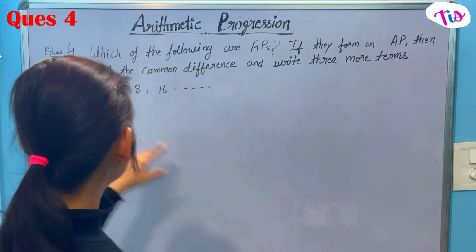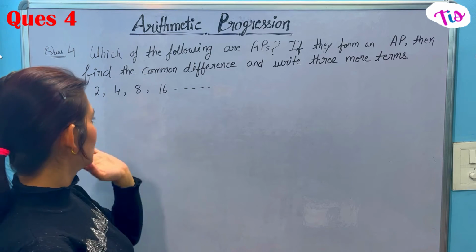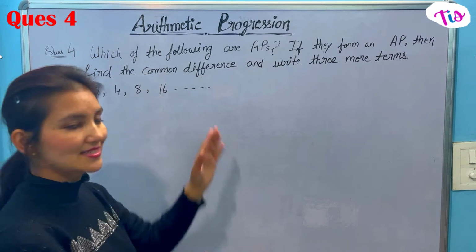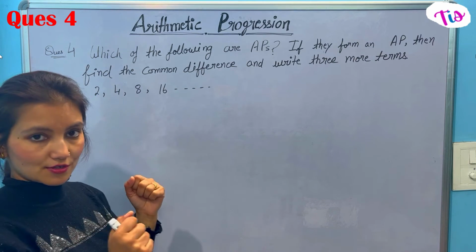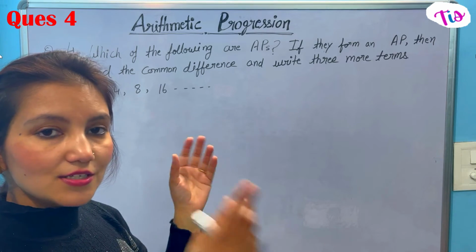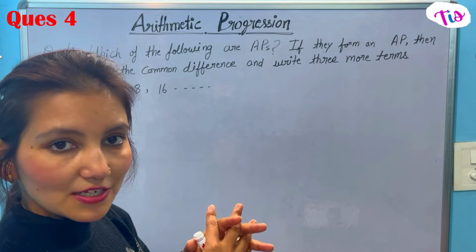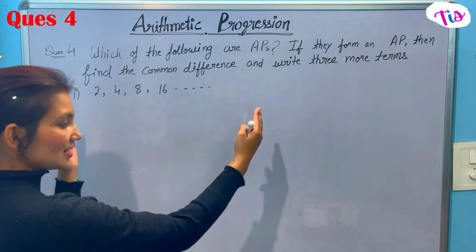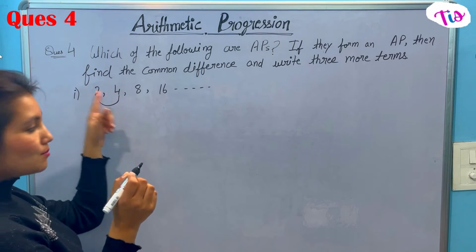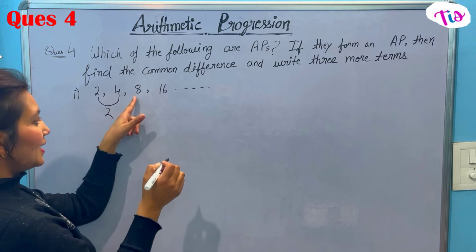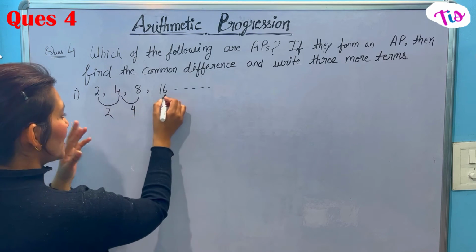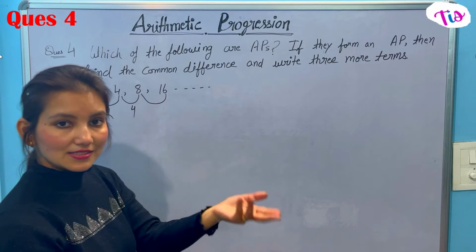So let's find out. Let's solve part 1. Here is this sequence given for you: 2, 4, 8, 16. We need to check whether it forms an AP or not. So what is the condition for a sequence to be an AP? The difference of two consecutive terms needs to be constant, right? So let's check. 4 minus 2, that is A2 minus A1, is 2. 8 minus 4 is 4. And 16 minus 8 is 8.